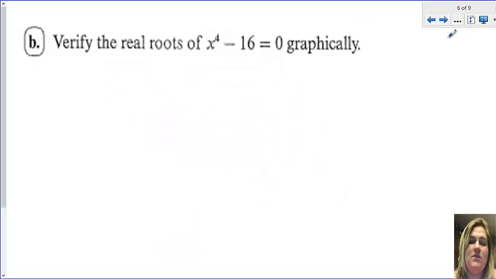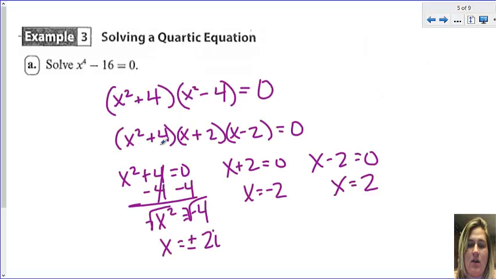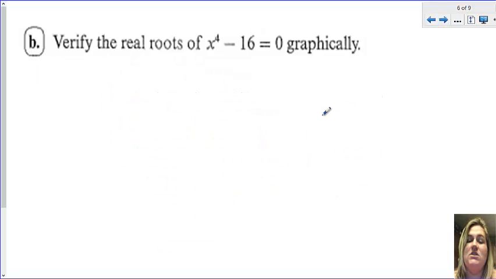It says to identify the real roots of this graphically. Okay, we just found all of the roots of it, right? But it wants us just to find the real roots. And when it says graphically, what do you think we should do? Hopefully you're thinking graph. So get out your calculator, and I want you to plug in this x to the 4th minus 16 into your y equals.